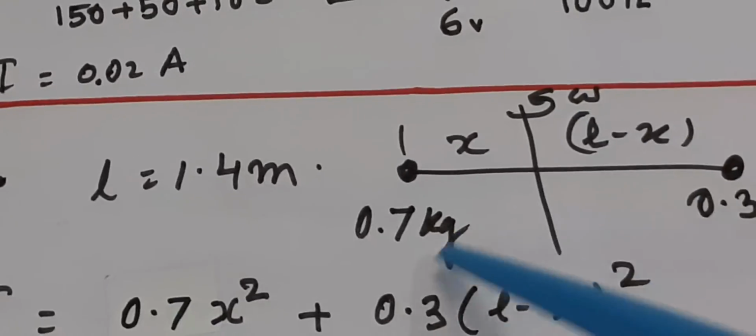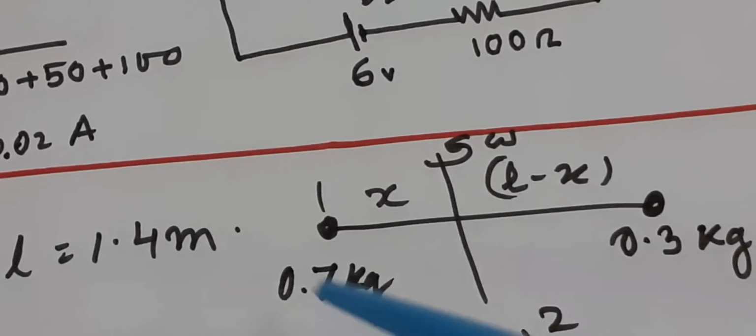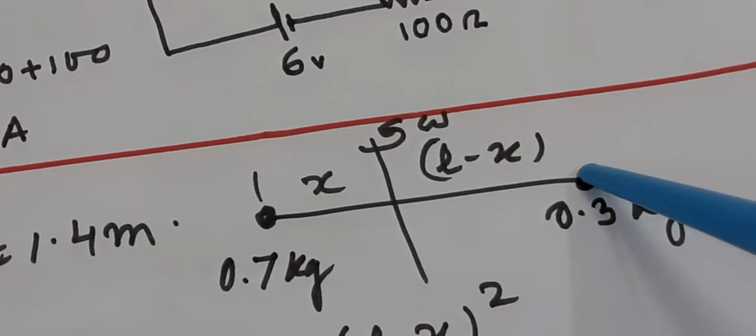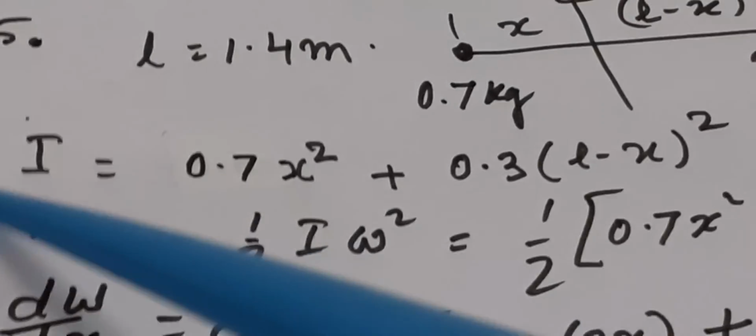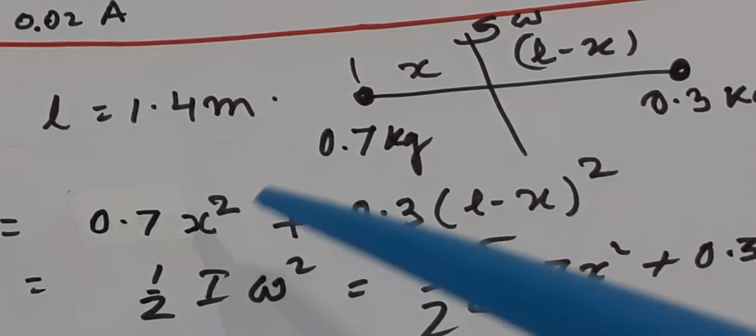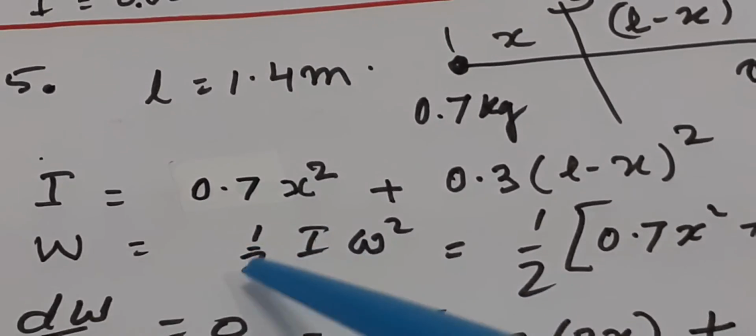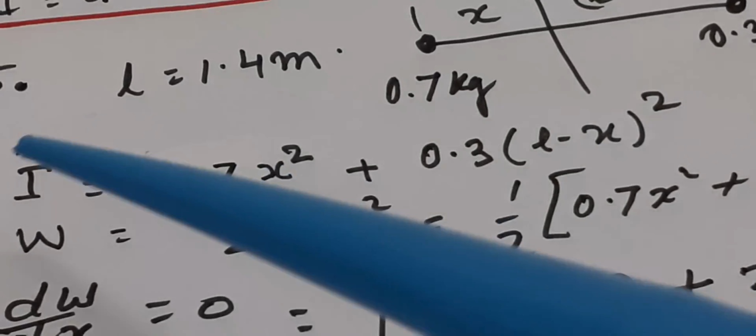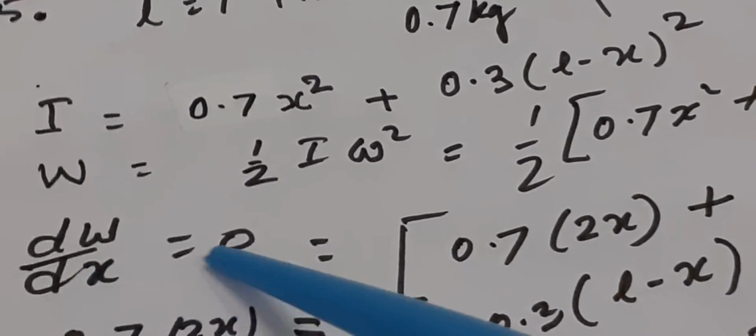Now the total length of the massless rod is 1.4 meter. 0.7 kg mass here and here 0.3 kg. This distance is x, this will be the remaining distance, L minus x, and total distance L is 1.4. Now as you know, moment of inertia is point mass into distance square: 0.7 into x square plus 0.3 into (L minus x) square. Now work done equals change in kinetic energy, half I omega square. From here we want the minimum situation, that is dW by dx equals 0.